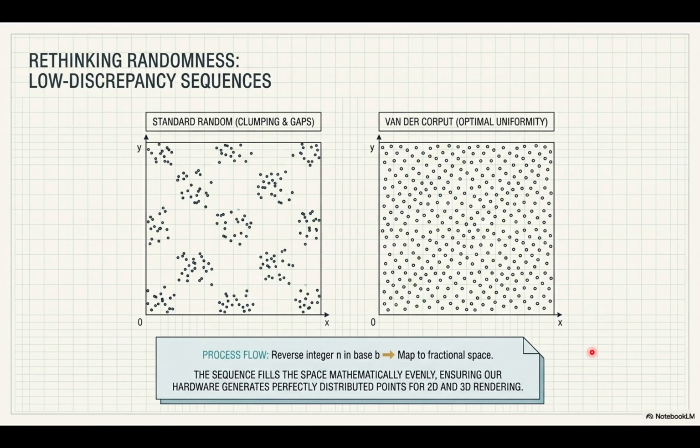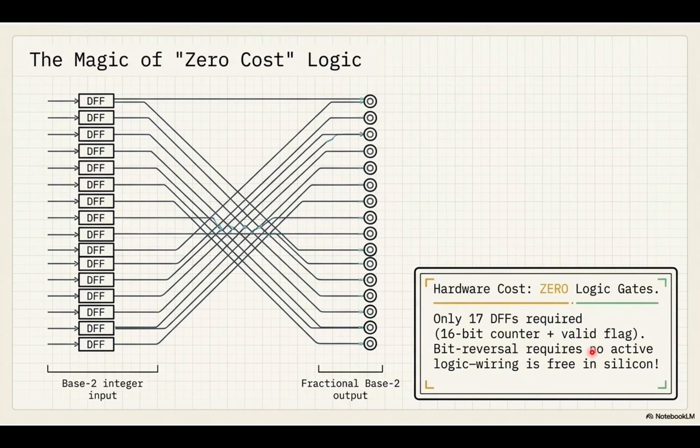But wait, how does a computer actually calculate this without complex division? Because usually, calculating a van der Corput sequence means you take an integer, write it out in a specific base, and then reflect the digits around a decimal point. Right. Which in software involves division, remainders, arrays, all things that are easy in Python, but a nightmare in silicon. Hardware division is huge and slow.